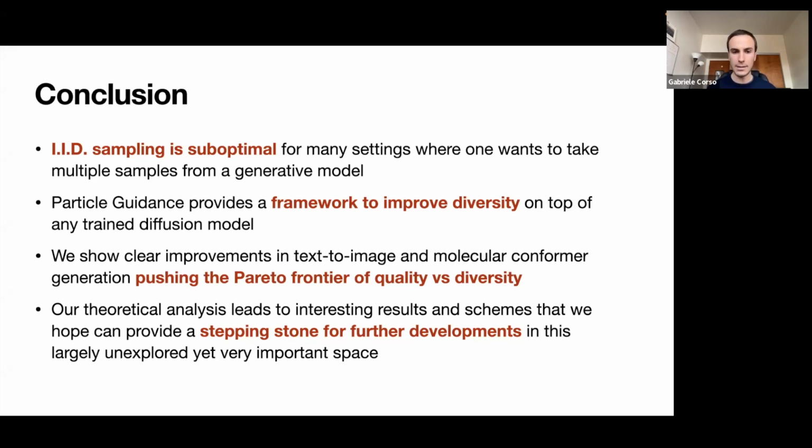And finally, in this last section, we've seen our theoretical analysis leads to interesting results and training schemes. And we hope this can be a stepping stone for further developments in this field, which we believe is very important but largely unexplored within the deep learning generative modeling community.